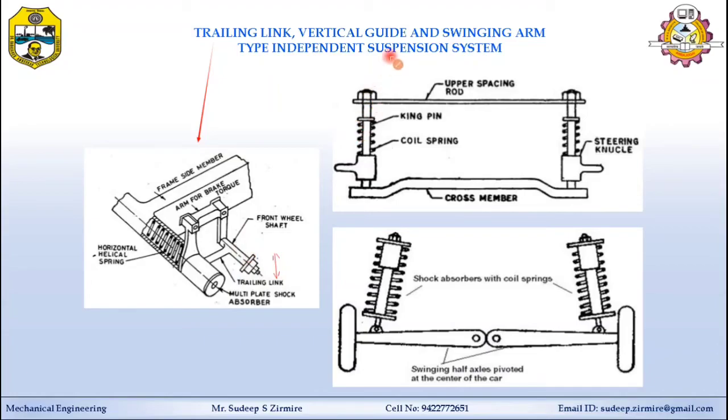The second one is the vertical guide suspension system. Here you can see the cross member at the bottom side. The upper spacing rod is fixed to the other side of these springs. These are the two knuckles, directly mounted over this suspension system, the steering knuckle, and the bottom side is fixed to the cross member, meaning the wheel assembly is over this knuckle. In this system the stub axle can slide up and down, in this direction.